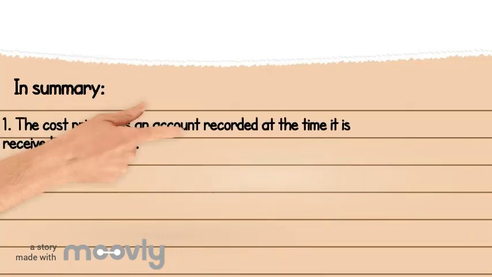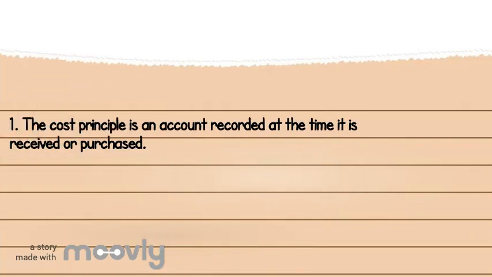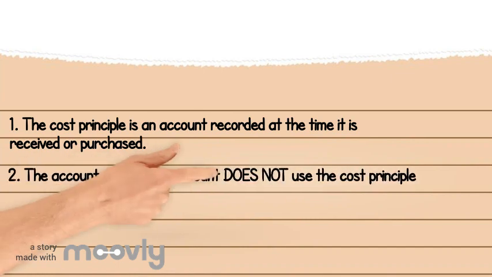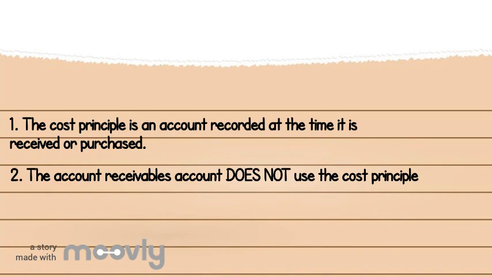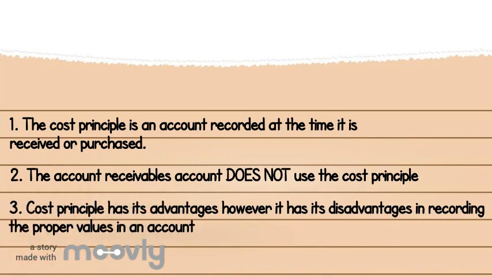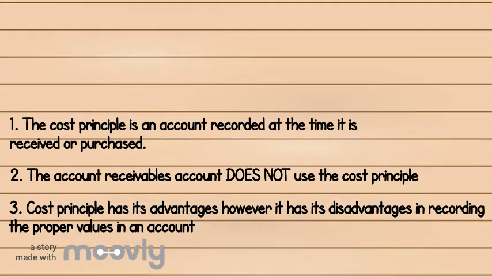In summary, 1. The cost principle is an account recorded at the time it is received or purchased. 2. The account receivables account does not use the cost principle. 3. The cost principle has its advantages, however, it has its disadvantages in recording the proper value in an account.